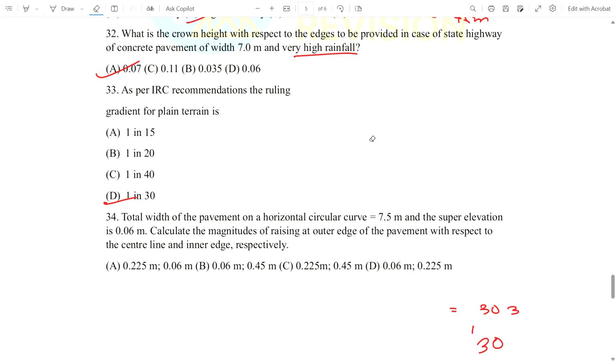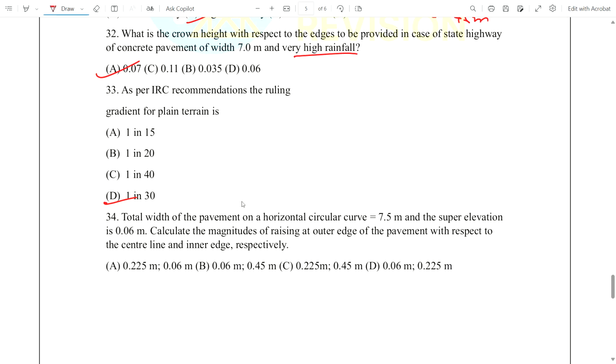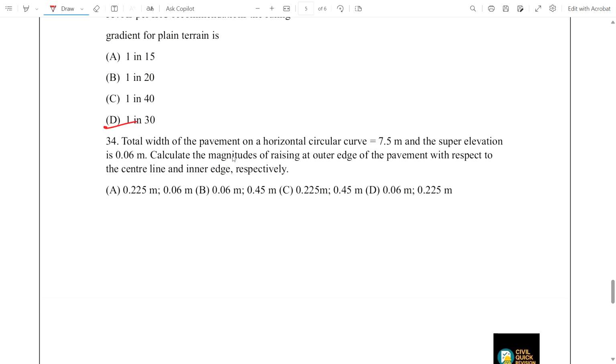Now coming to question number 34. What is asked in the question number 34? That total width of the pavement on a horizontal curve is 7.5. Total width is 7.5 and super elevation is 0.06. Calculate the magnitude of raising at outer edge of the pavement with respect to the center line and inner edge.